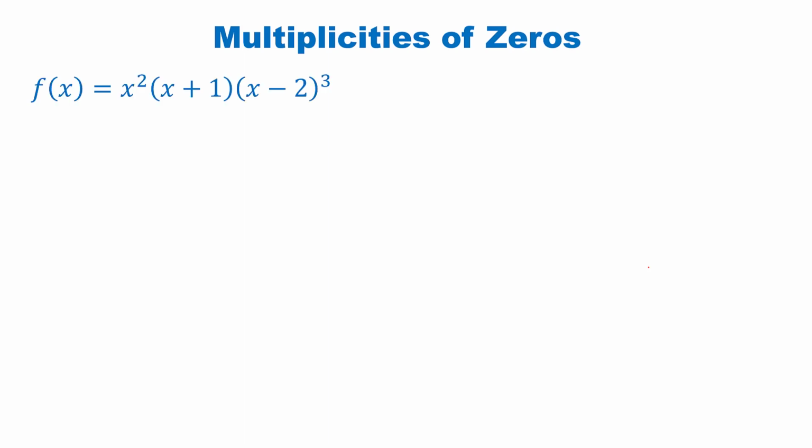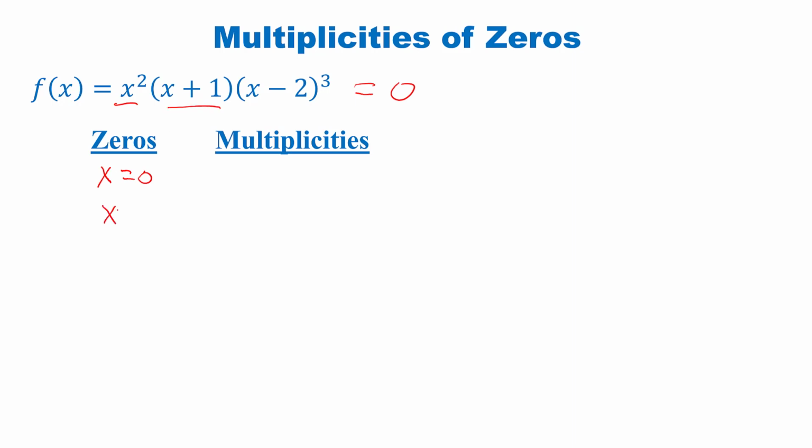And I have a polynomial here, f of x equals x squared times x plus 1 times x minus 2 cubed. We're going to find the zeros and their multiplicities. The zeros are the values of x that would cause my polynomial to be equal to 0. So we can see that x equals 0 would be a zero, x equals negative 1 would be a zero, and x equals 2 would be a zero. Their multiplicities are the power, well, you can think of the multiplicities as the number of times x appears here.